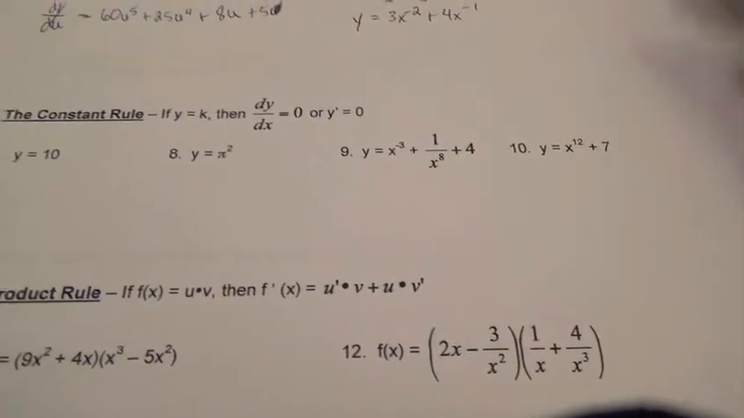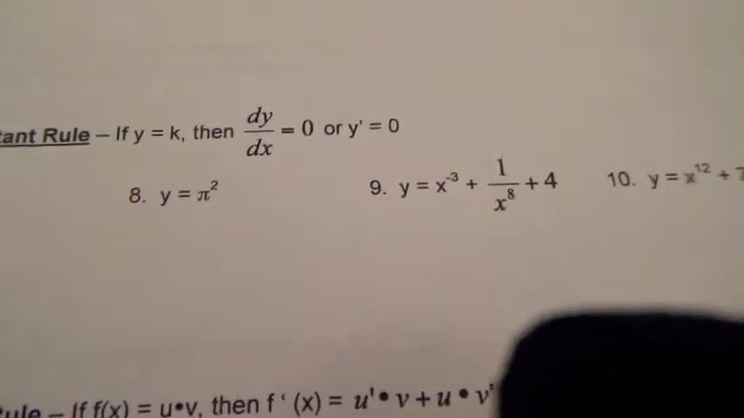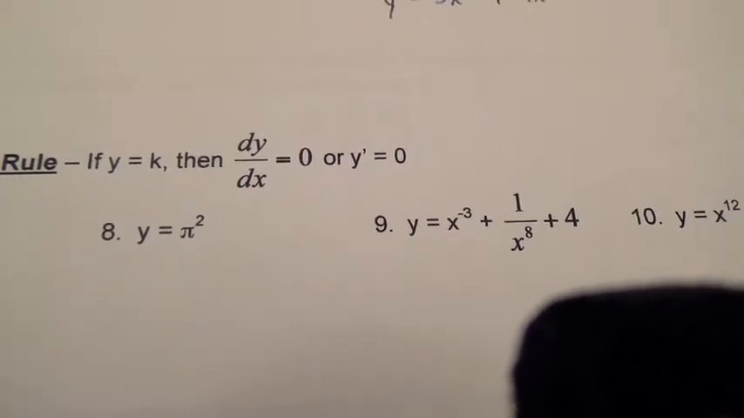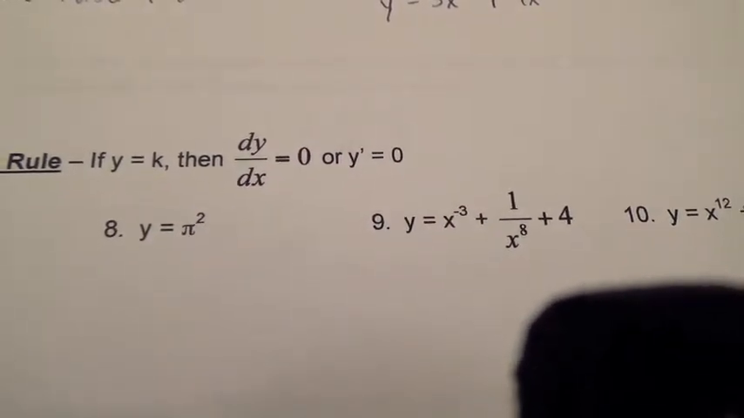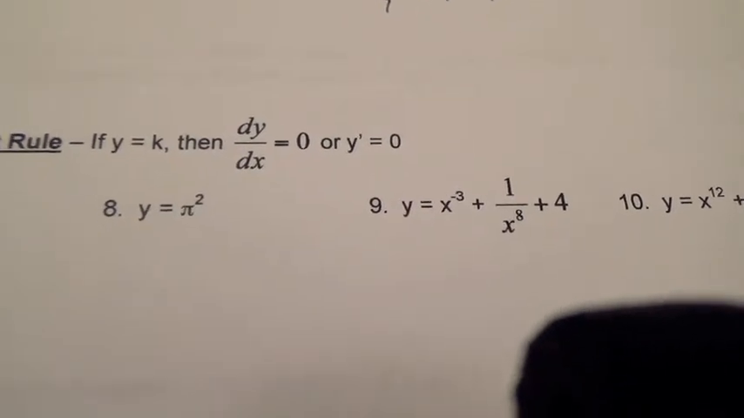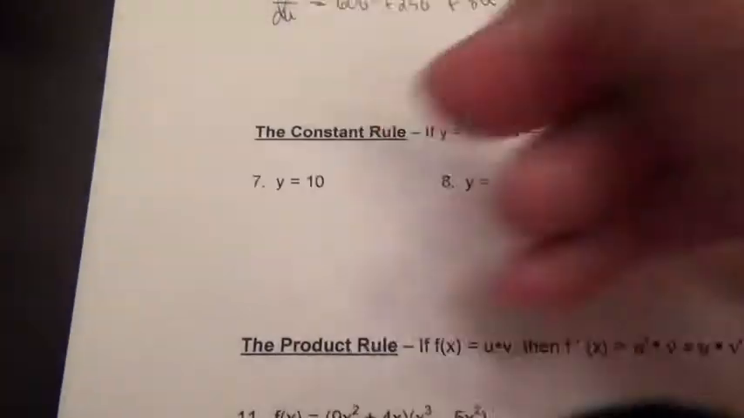All right, the next, even easier, the constant rule is just saying if I give you a function y equals k, some constant, the derivative of that, dy dx, is going to equal 0. All right, that should make sense if you think about if I gave you this equation here. Let's do 7.